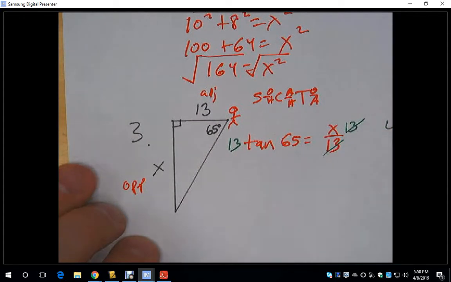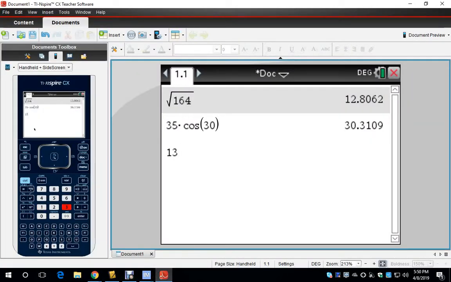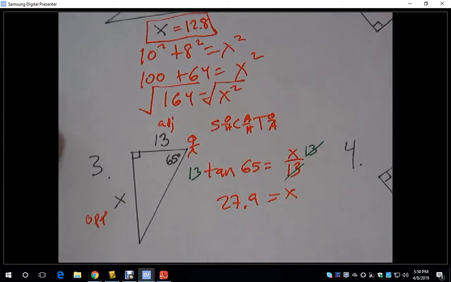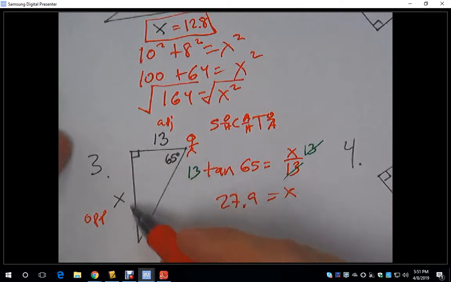13 divided by 13 is 1. x is now by itself. I'm going to throw this into my calculator, 13 times tangent of 65, and that gives us 27.9. So this length right here, if this angle here is 65, then this length should be 27.9, whatever units that is.